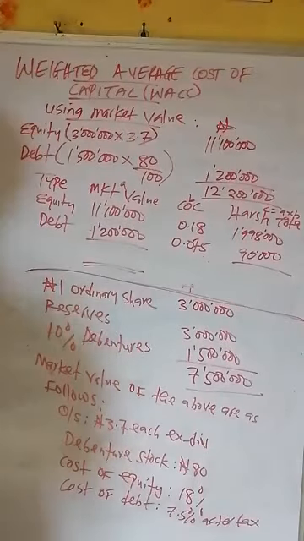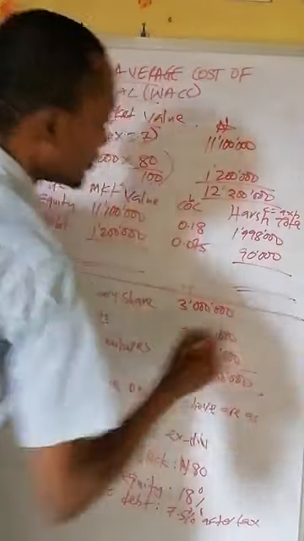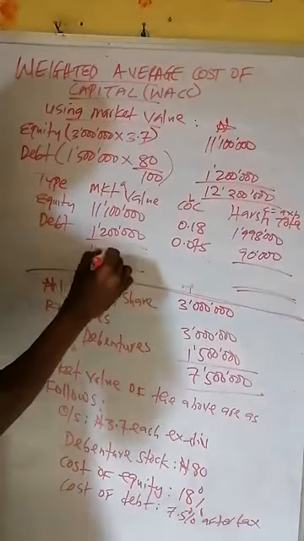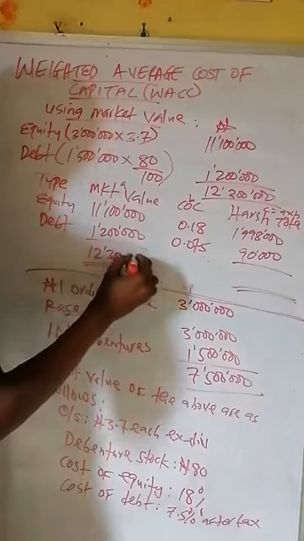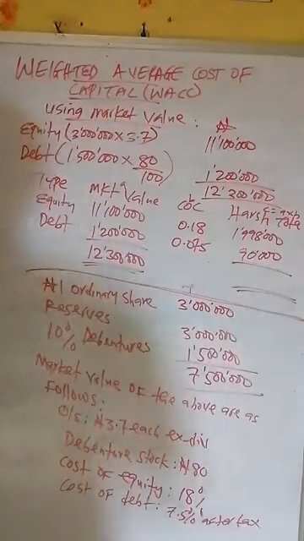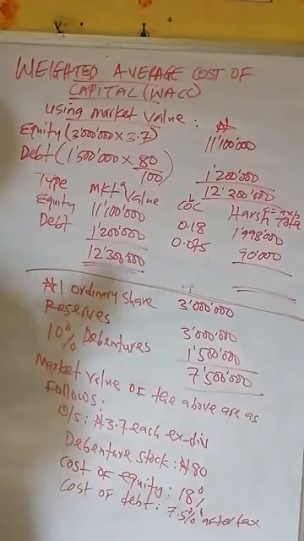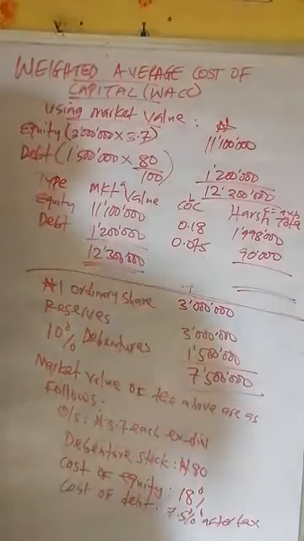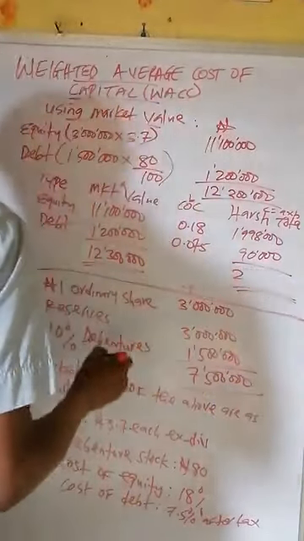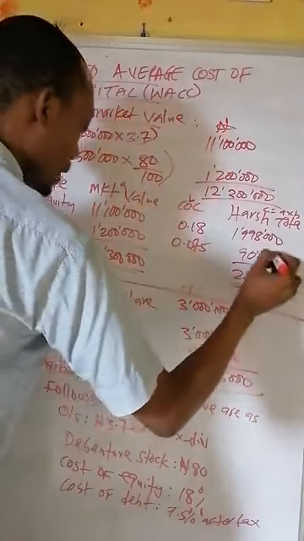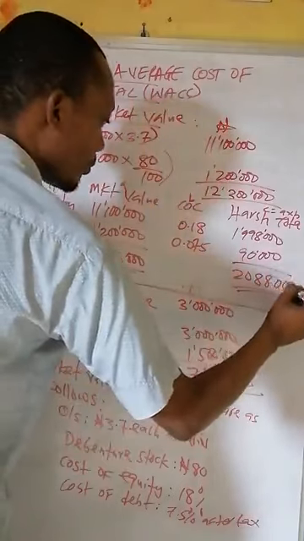So let's now sum it up. This one will give us 12,300,000. Let's add it up: 90,000 plus 1,998,000 gives 2,088,000.